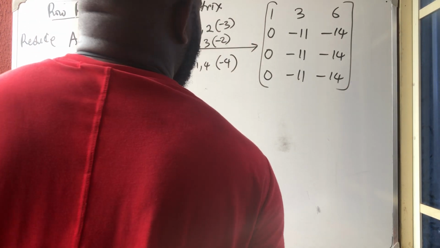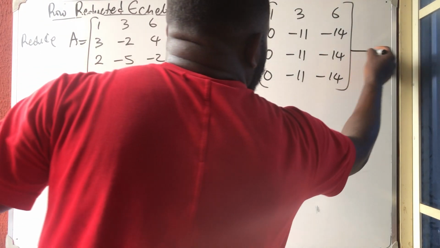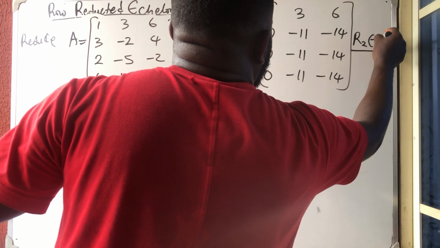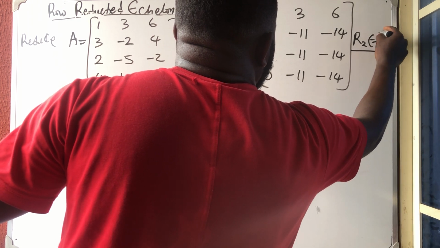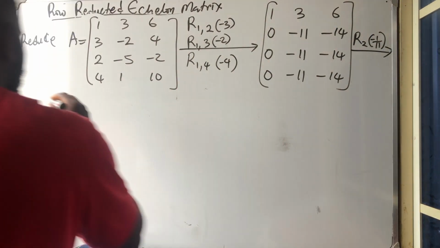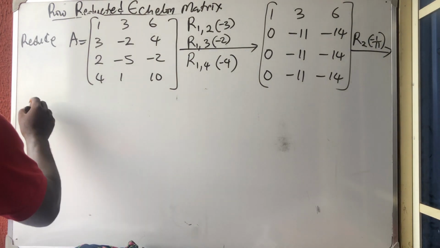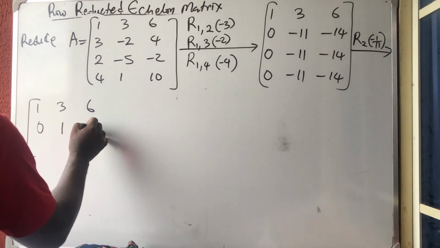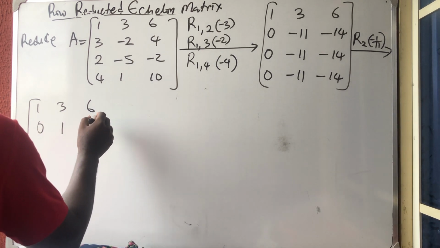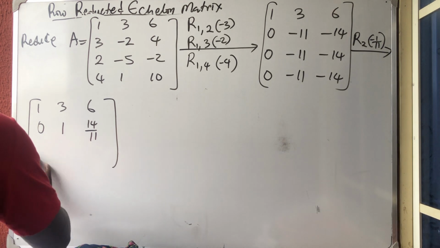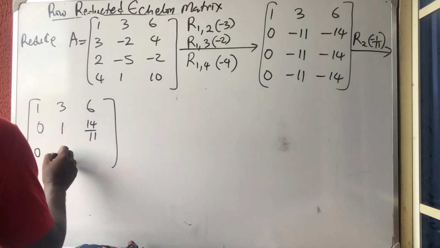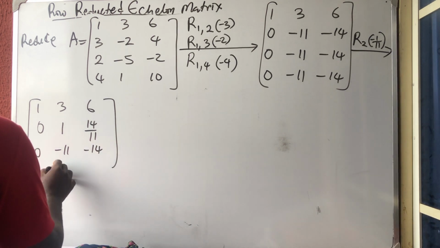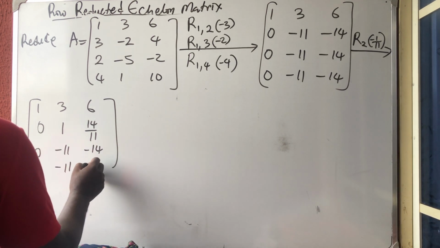Okay, dividing it by minus 11. So we say that we are dividing row 2 by what? Minus 11. Minus 1 over 11. That's how to divide. I told you that. So first of all, the answer is going to be 1, 3, 6, 0, 1 and 14 over 11. I hope you know. So the rest remain the way they are. So I'm having 0 minus 11 minus 14.